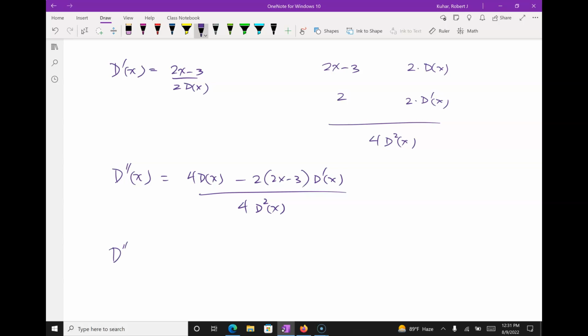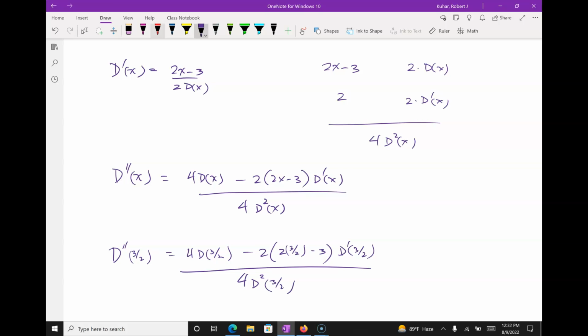So once we find d double prime, how do we do with that? We find that, we get the same. Nice. So d double prime of 3/2 is 4 times d of 3/2. We know that number. Minus 2 times 2 times 3/2 minus 3. Well, that's 0. And d prime of 3/2 is already 0. So all of that piece goes away, right? This is all 0.